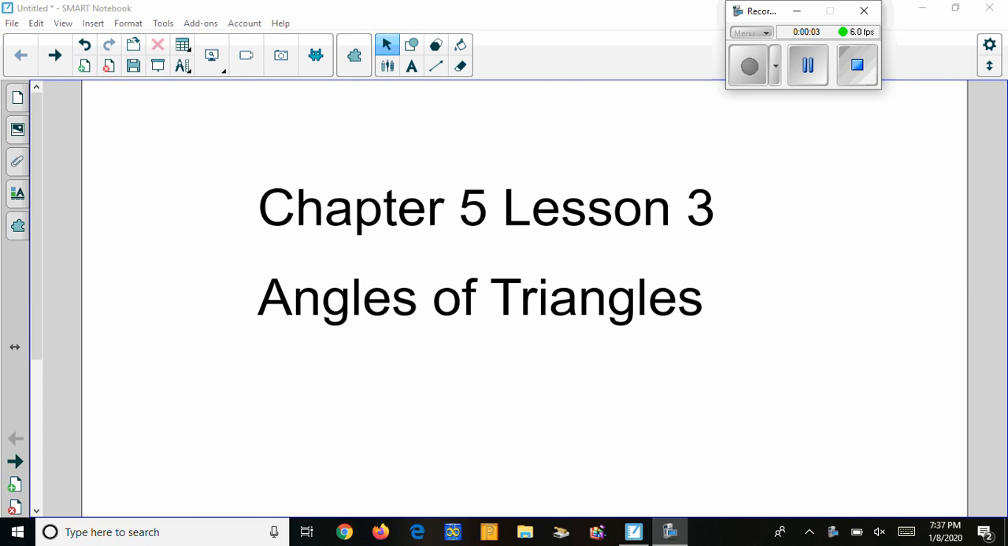Chapter 5, Lesson 3 is going to be on the angles of triangles. For this one, I'm going to keep it concise down to 3 different types of problems, all surrounding this idea of the angles of a triangle. Let's go ahead and get started.